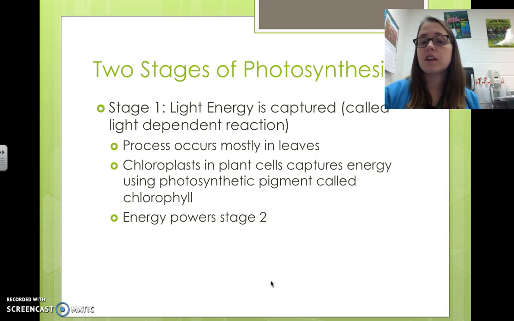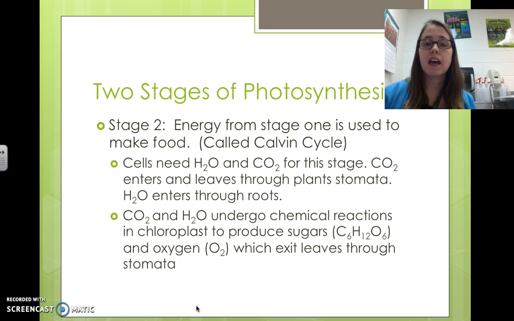The process mostly occurs in leaves. Chloroplasts in plant cells capture energy using a photosynthetic pigment called chlorophyll. So the chlorophyll I told you was in the chloroplast actually captures the light. And once they've captured it, they turn it into energy, and that energy powers the second stage.